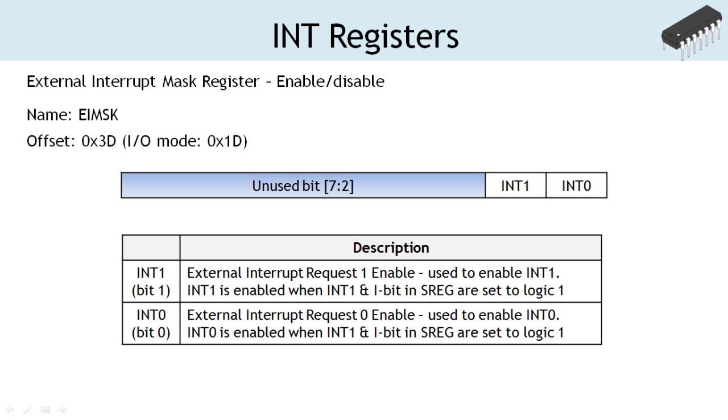External Interrupt Mask Register is used to individually enable or disable the external interrupts 0 and 1. However, the external interrupt request bit along with the global interrupt enable bit in the status register must be set to logic 1 to enable the respective interrupt. Bit 0 is used to enable or disable interrupt 0 and bit 1 is used to enable or disable interrupt 1. The offset of the register is 3D in hex in memory map mode and 1D in hex in IO map mode. The instructions in, out, and load store can be used to read and write to the register. However, the correct offset must be used with each set of instructions.